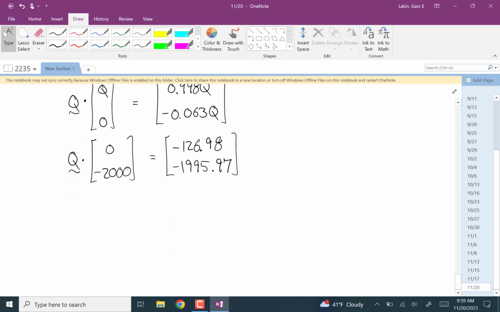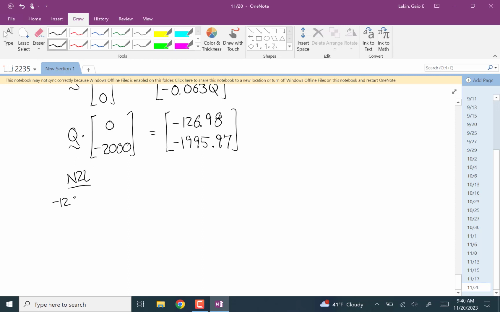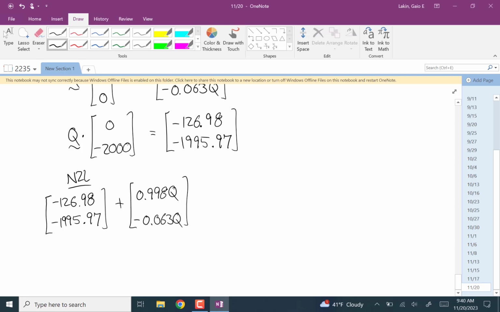And so now we can put this all into Newton's second law. We have negative 126.98, negative 1995.97, plus 0.998 Q, negative 0.063 Q, plus 0N, plus negative 0.1N, 0, is equal to 0, 0.